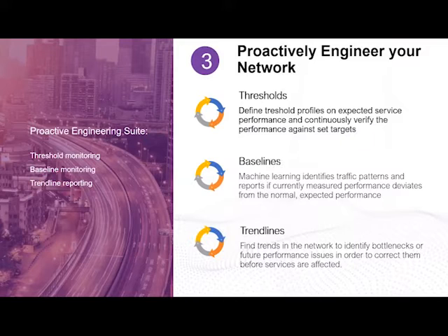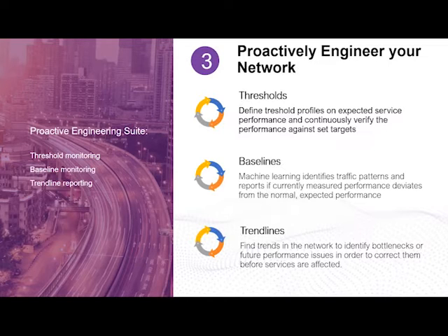Then the third step is to not only actively monitor the network, but also get proactive about the monitoring and to engineer the network and make sure that you react to issues before they actually happen. So we have three tools here in this suite. The first thing is, of course, to set thresholds to define warning levels and failing levels, when you should really react to performance degradations, and then your system will continuously verify these targets.